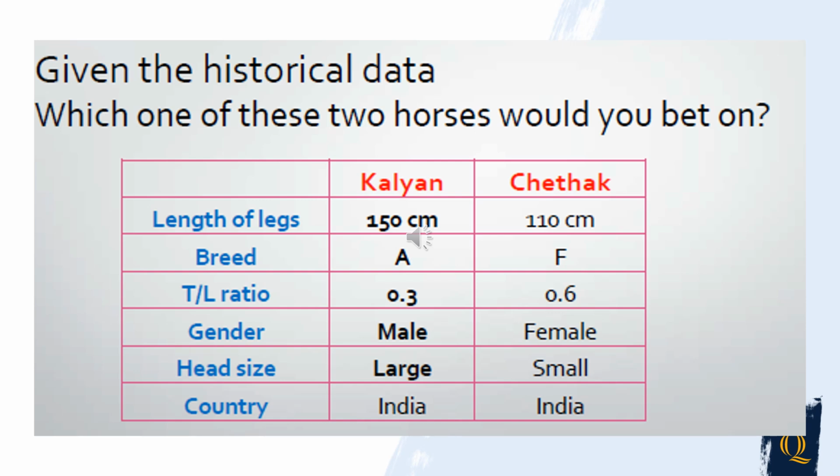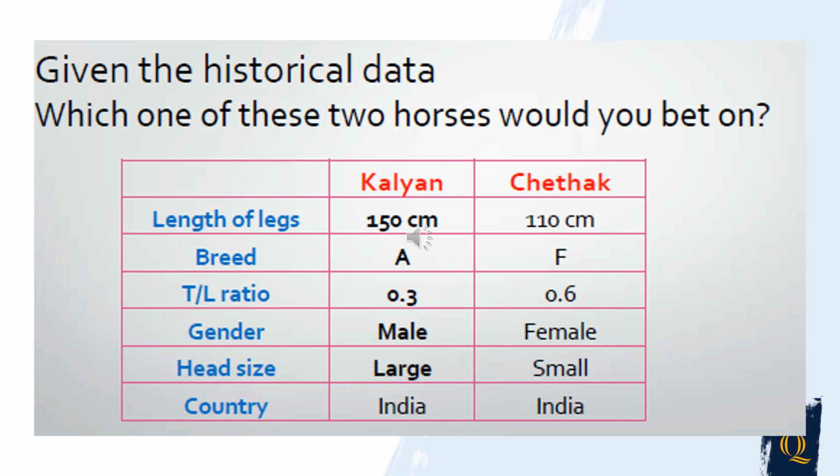Gender. Kalin is male and Chetak is female. In this case, males have had a lower win rate historically. Head size. Kalin's head size gives him a 75% success rate compared to Chetak's small head, which is associated with only a 10% chance of winning. Country of origin. Both horses come from the same country, so no advantage is gained here.